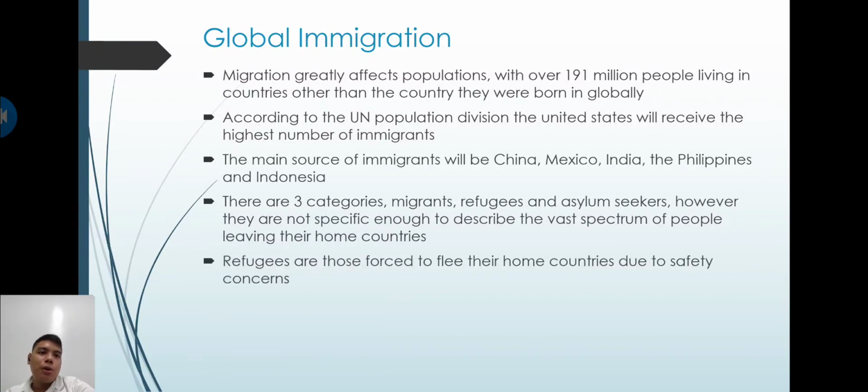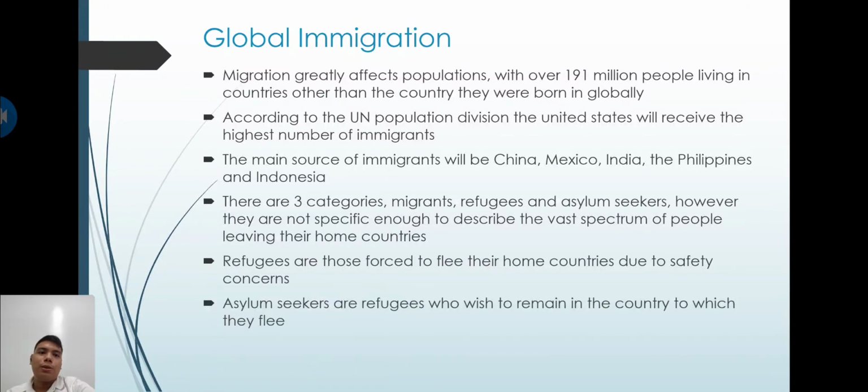Refugees are those who are forced to flee their home countries due to safety concerns. Eventually, if those people do not stay in that country, they become asylum seekers. Those are the refugees who wish to remain in the country to which they flee.